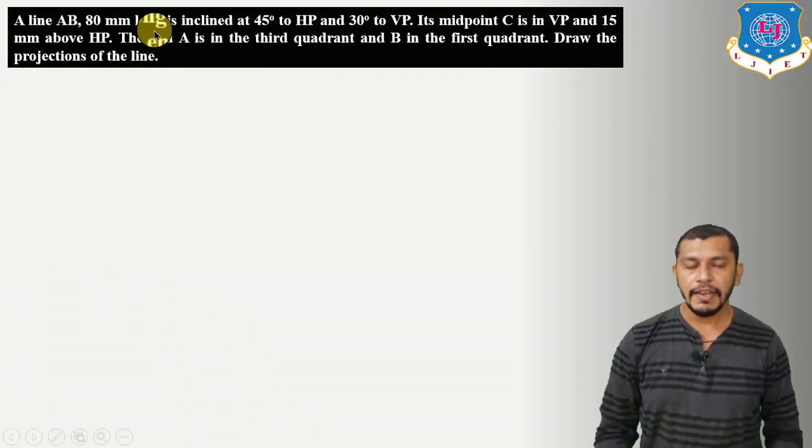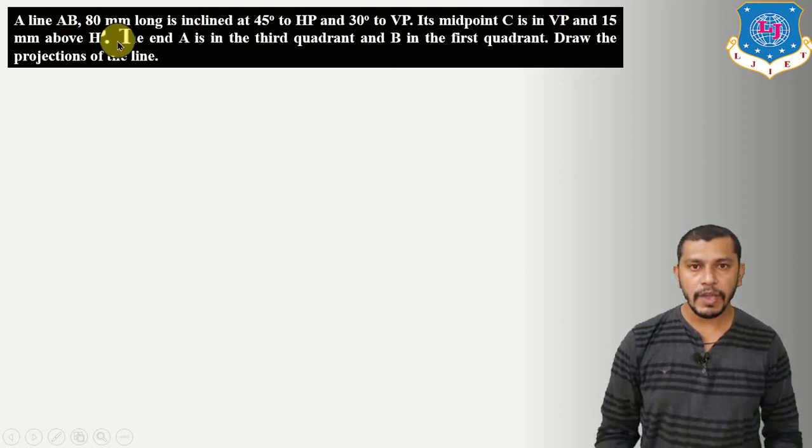A line AB 80 mm long is inclined at 45 degree to HP and 30 degree to VP. Its midpoint C is in the vertical plane and 15 mm above HP. The end A is in the third quadrant and B is in the first quadrant. Draw the projection of the line.